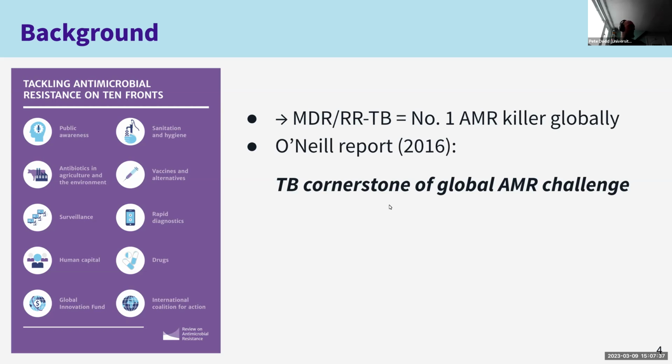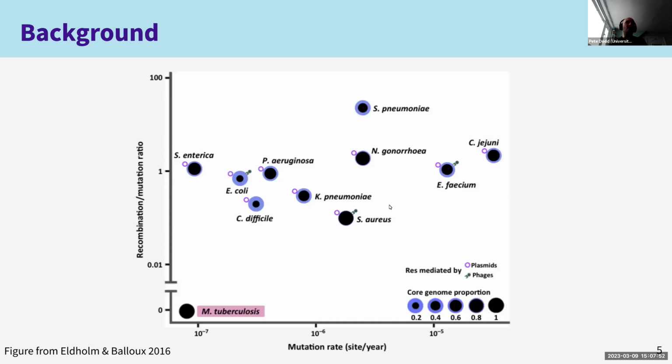But often TB is a bit absent from debates and policy discussion around AMR, and not what people have in their heads. And I'm not quite sure what the reasons for that are, but I think one of them is that TB is a bit different to many of the other bacteria that people think about when they talk about AMR, because it does have a much lower mutation rate than many of them.